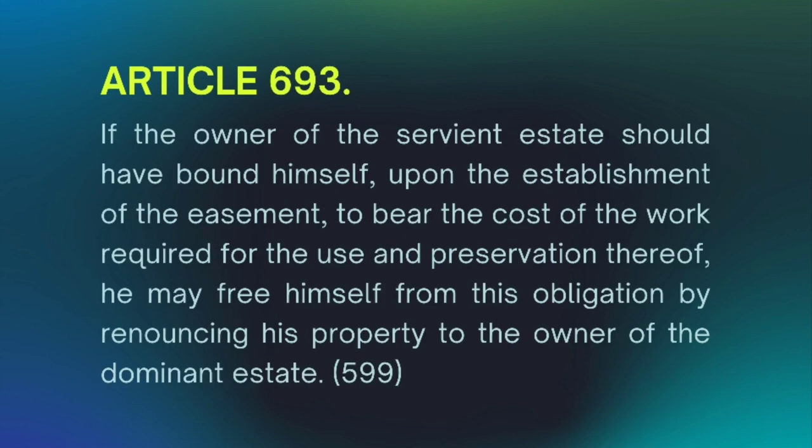Article 693. If the owner of the servient estate should have bound himself, upon the establishment of the easement, to bear the cost of the work required for the use and preservation thereof, he may free himself from this obligation by renouncing his property to the owner of the dominant estate.